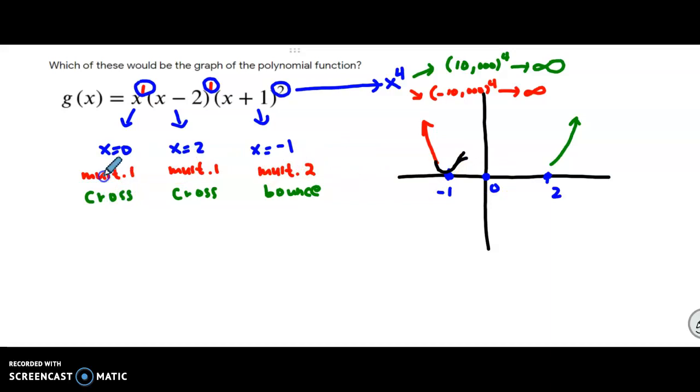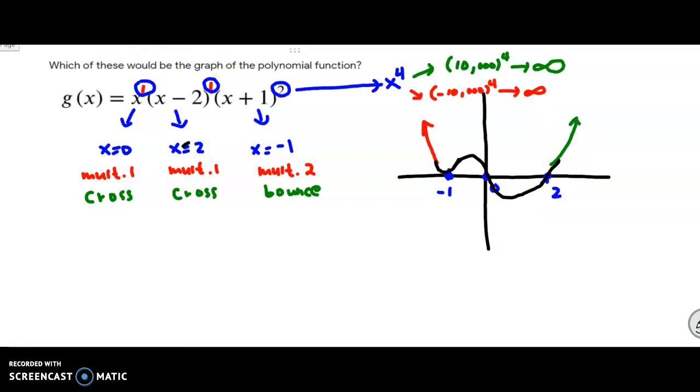And then what happens at 0? It just crosses. It goes straight through it. Same thing at 2. So it's just going to come back down. It's going to hit this 0. And then see, it has to come back up. And so it's going to go straight through and then connect over here with this end behavior. And this is potentially what it might look like right here, okay?